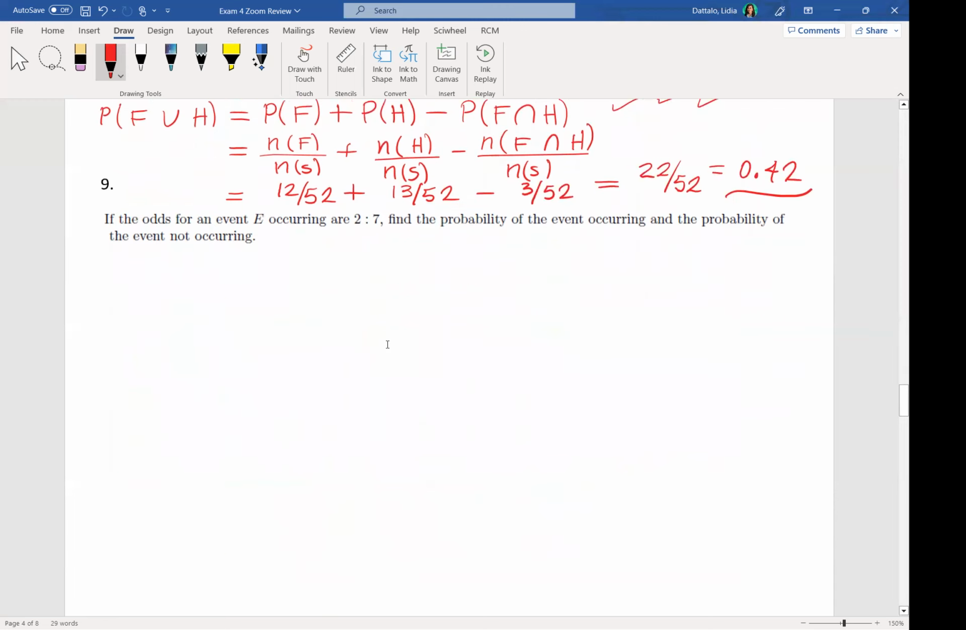All right, let's look at this next one, number 9. If the odds for an event E are 2 to 7, find the probability of the event occurring and the probability of the event not occurring.